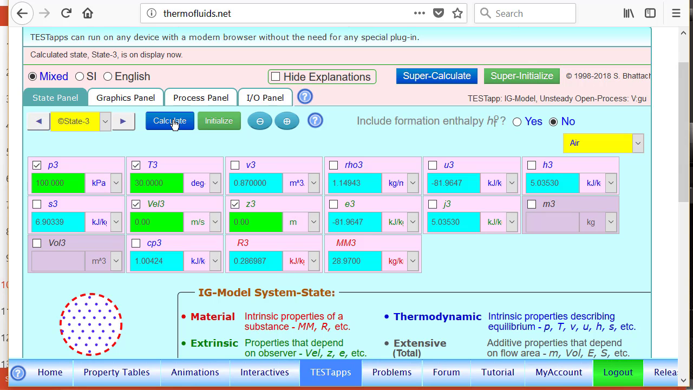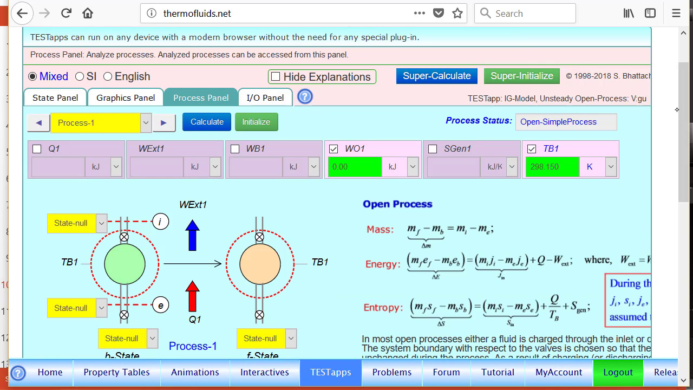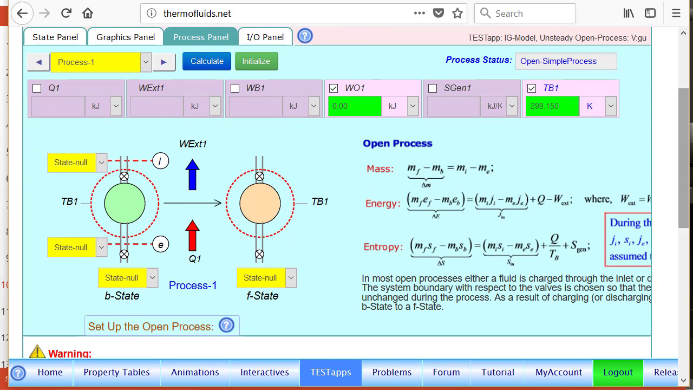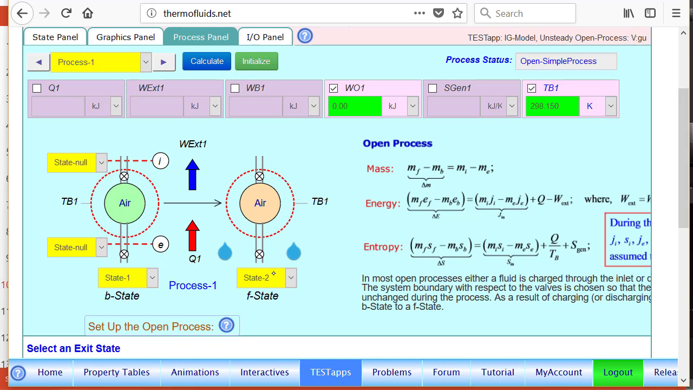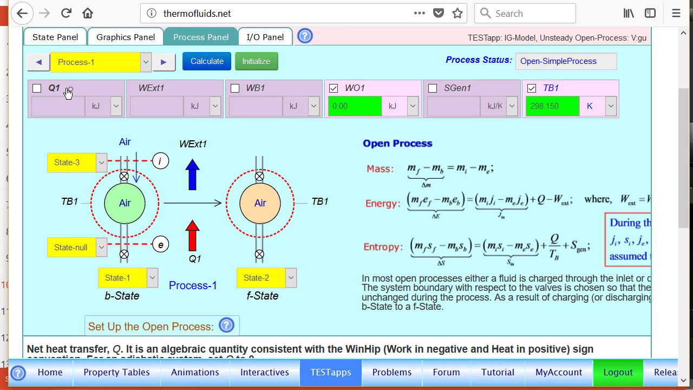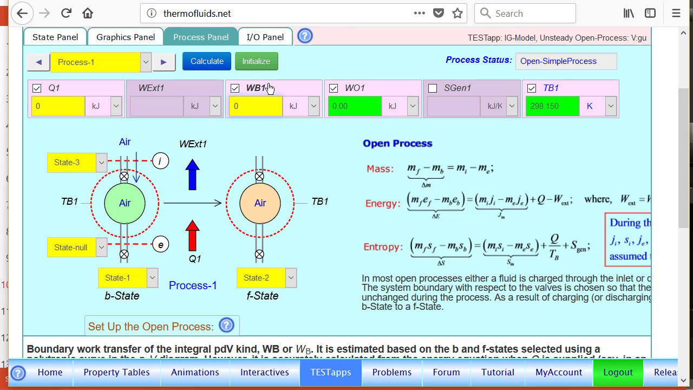So with that, let's go to the process panel and set up the process. It looks complicated, but really on the left side we have a B state, which we begin with. State 1 is our B state, air at state 1, complete vacuum. And the final state, which is not completely known, is state 2. We have a filling process, so only the inlet should be populated, and the exit is left blocked. It's also given the cylinder is insulated, so there is no heat transfer. And of course the cylinder doesn't expand or contract, so there is no boundary work.